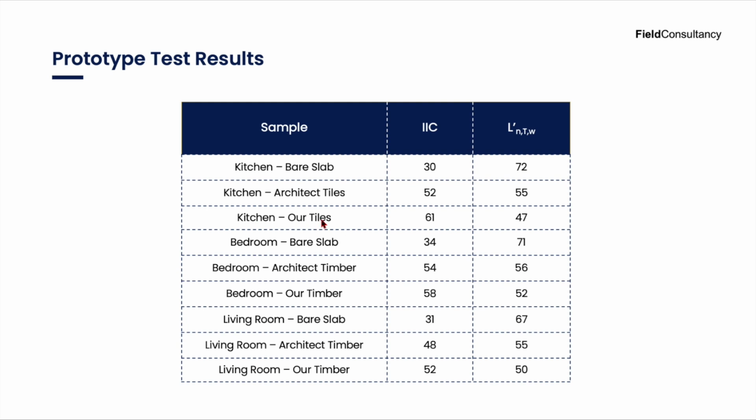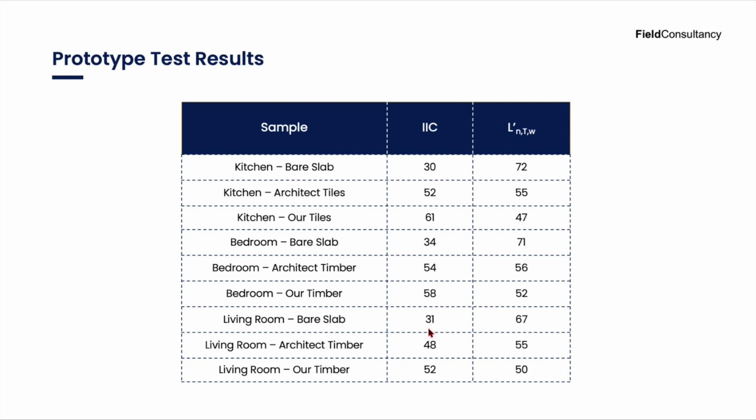For our solution in the kitchen for the tiles, we got 47 dB. So we obtained an 8 dB improvement over what the architect could achieve out of their build-up. For the bedroom scenario, the bare slab gave very similar results to the kitchen with a 71 dB impact sound pressure level. In the bedroom, the architect achieved 56 with their build-up on the timber. For our timber solution, we achieve 52, so a slight improvement.